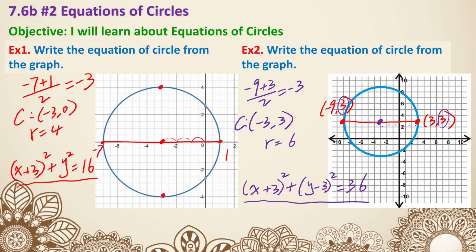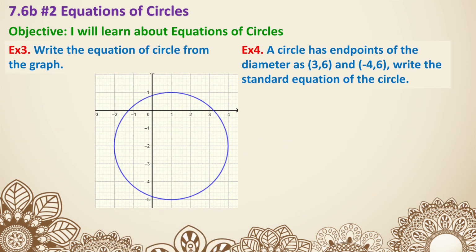Moving on, example 3. Same idea. Let's find out the 2 points that are furthest away from each other. Well, since I've been using the horizontal ones, for this one, I'm going to use the vertical ones. So one point is at 1, 1. The other point is at 1, -5.